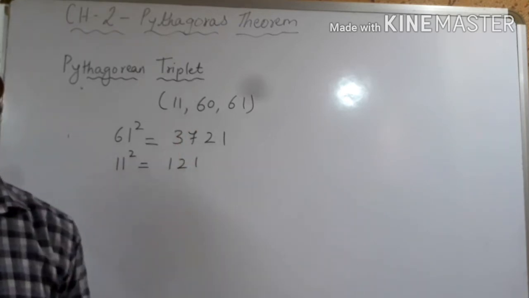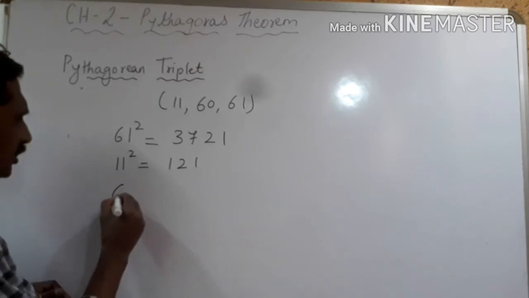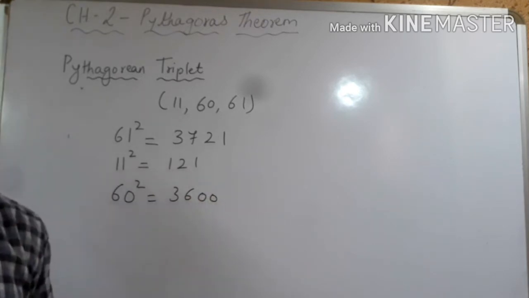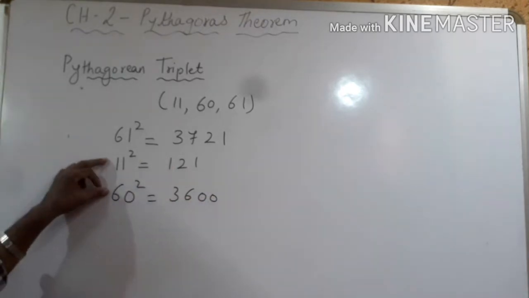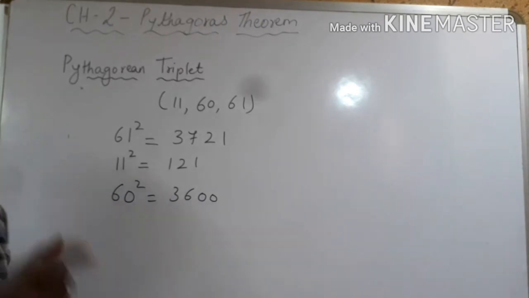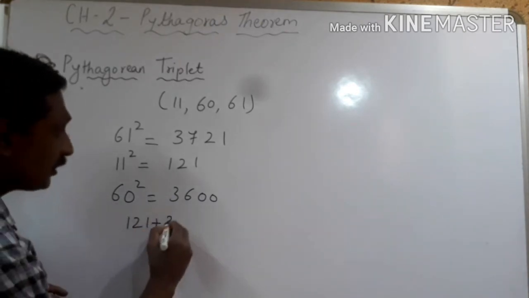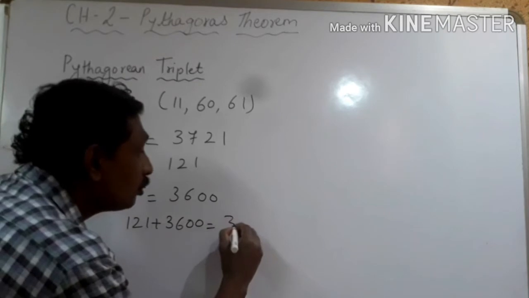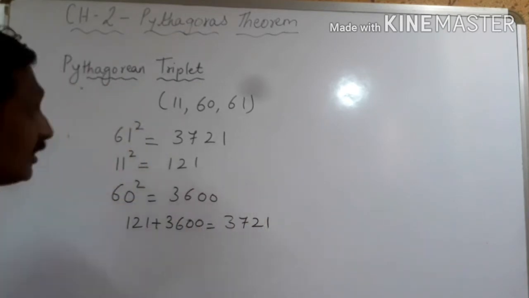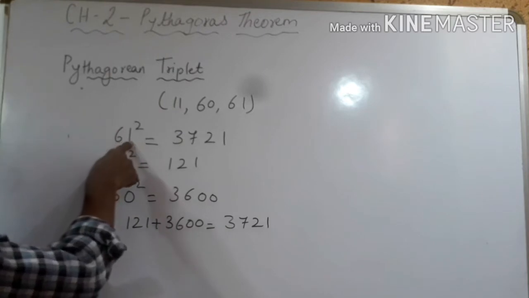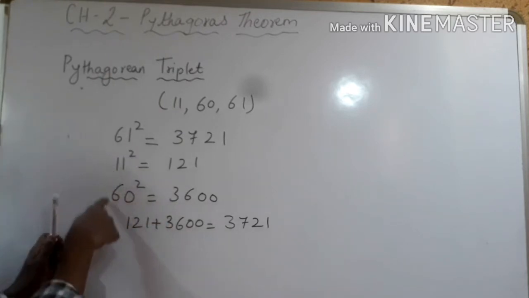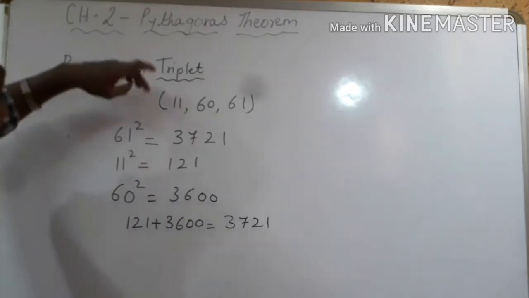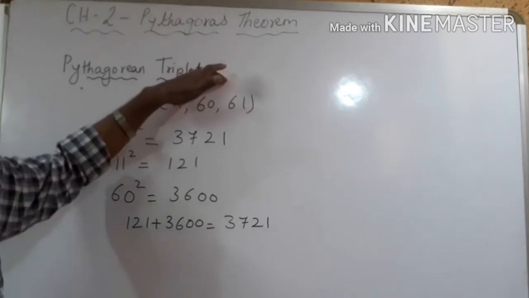Let us find the square of 60. The square of 60 gives me 3600. Now let us add the squares of the remaining two numbers and see. 121 plus 3600, when you add this, you get 3721. That means the square of the largest number is equal to the sum of the squares of these two numbers. Therefore, we can say that the given triplet is a Pythagorean triplet.